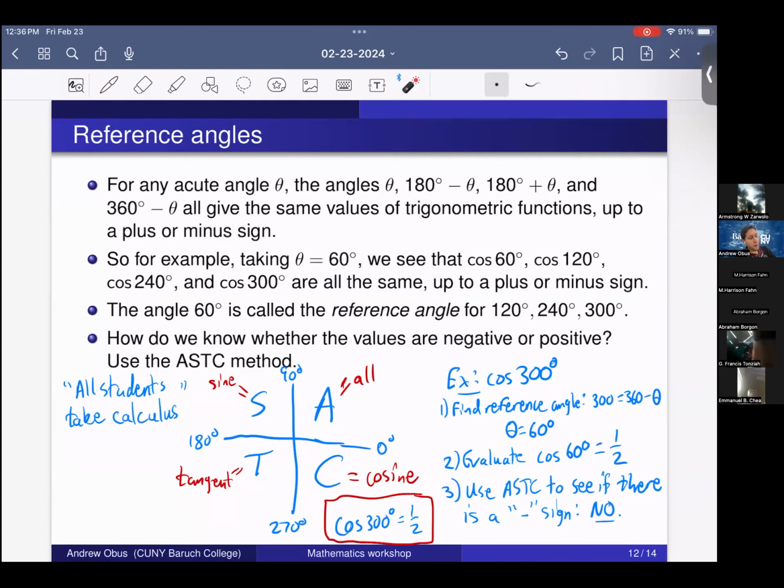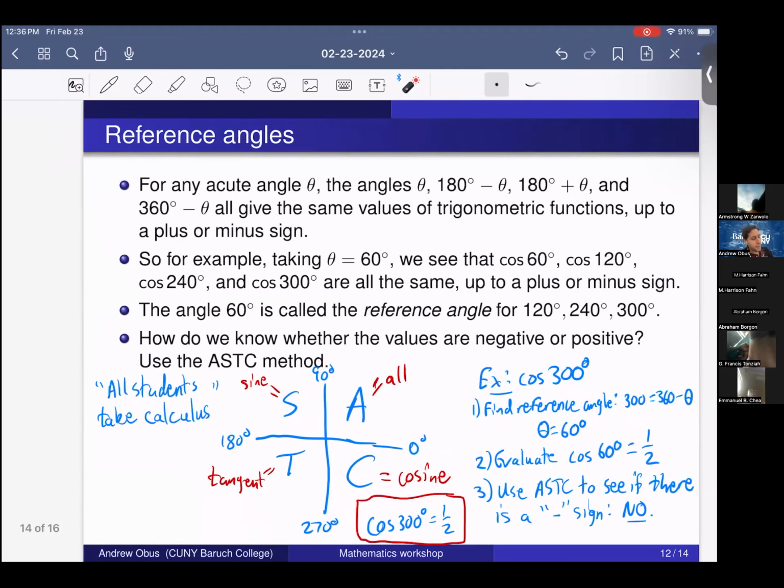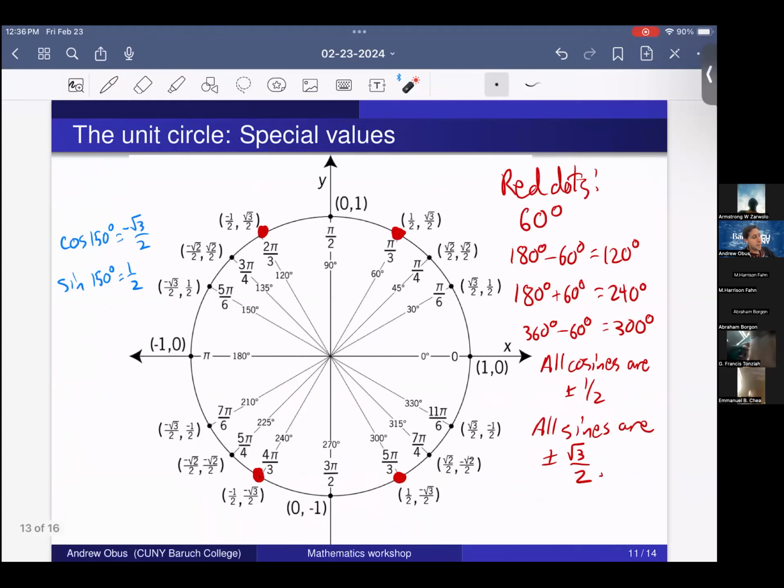Why? We check the reference angle at 60. We evaluate cosine 60 is 1/2. And then we check the quadrant to see if we need to throw on a negative sign. So in this case, we don't, because we're in the cosine quadrant. And if we look back at the picture, we see in this quadrant, the x coordinates are positive. That's why cosine is positive, right? And we have our cosine here as 1/2.